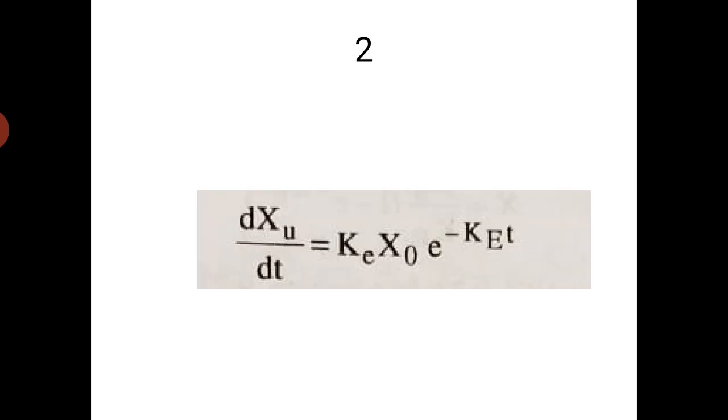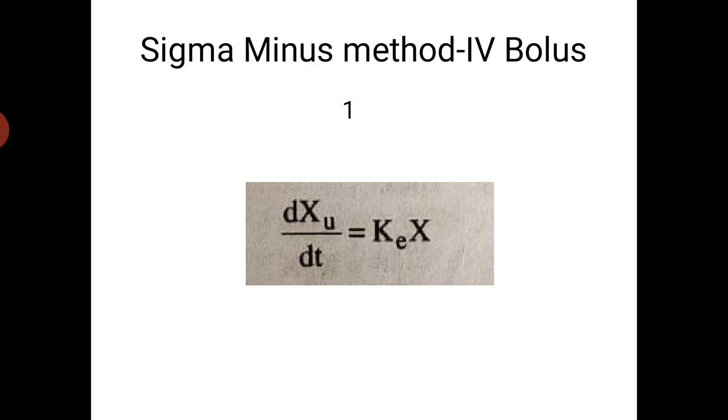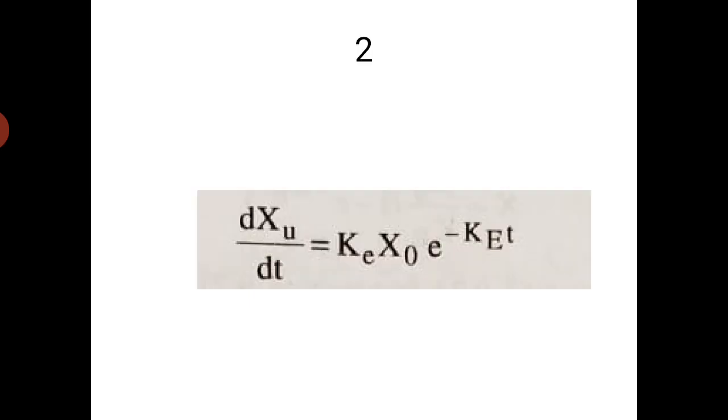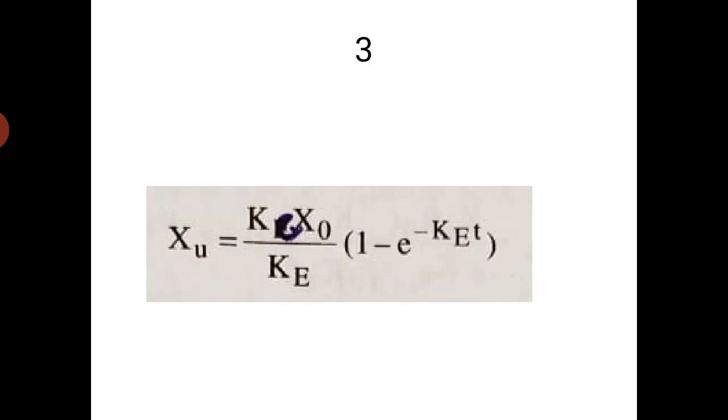In the first step, dX/dt is equal to Ke into X, and instead of X you have to substitute the value for X. For an IV bolus, X is equal to X0 e raised to minus Ket. So dXu/dt is equal to Ke X0 e raised to minus Ket. Now you integrate this equation. So first step, integrate the equation. Xu is equal to Ke X0 divided by Ke into 1 minus e raised to minus Ket.